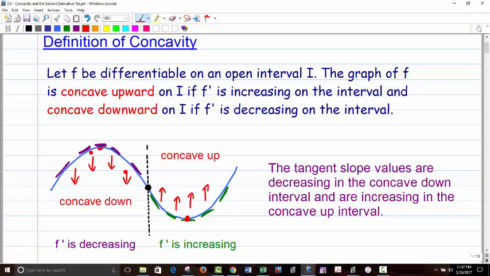Now in the next interval, f prime is increasing because, I'll just make up something, let's say a slope of -2. And I'll call that one -1. That's increasing to 0. And then slightly positive, slightly more positive. So the slopes are increasing. Therefore we have a concave up interval.